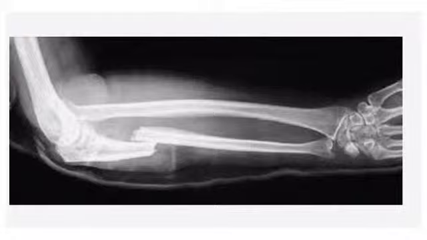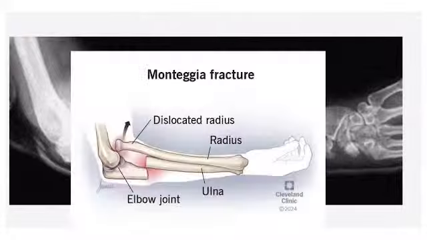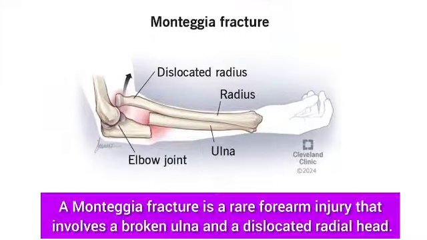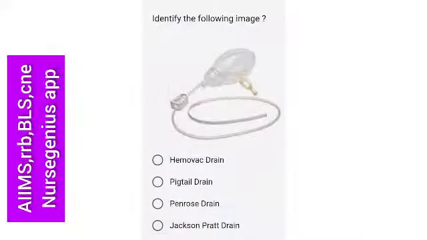Identify the pictures. What type of fracture is it? Option A, Galeazzi fracture. Option B, humerus fracture. Option C, carpal fracture. Option D, Monteggia fracture. Now you tell me what type of fracture, where it is. It is in the hand. Now you confirm it. Okay. It is called Monteggia fracture. It is a rare forearm injury that involves a broken ulna and dislocated radial head. That is why it is called Monteggia fracture, because it was first discovered by Monteggia. I think now you understand the question and also the answer. Next move on to another question.